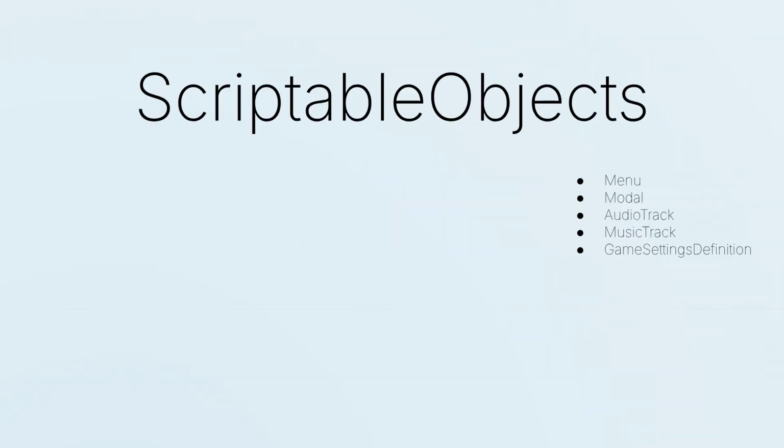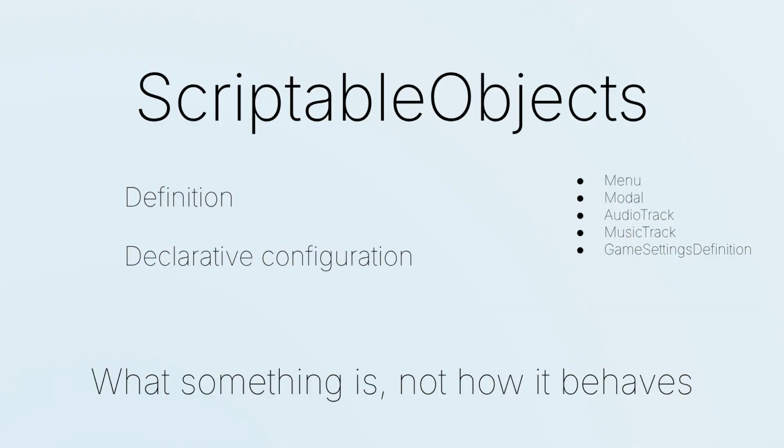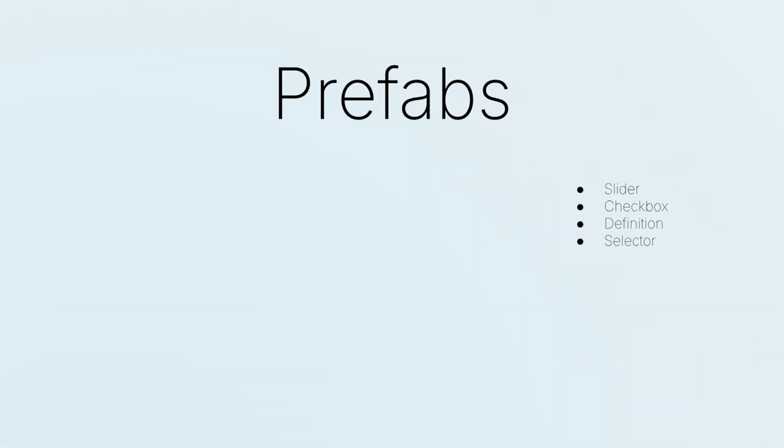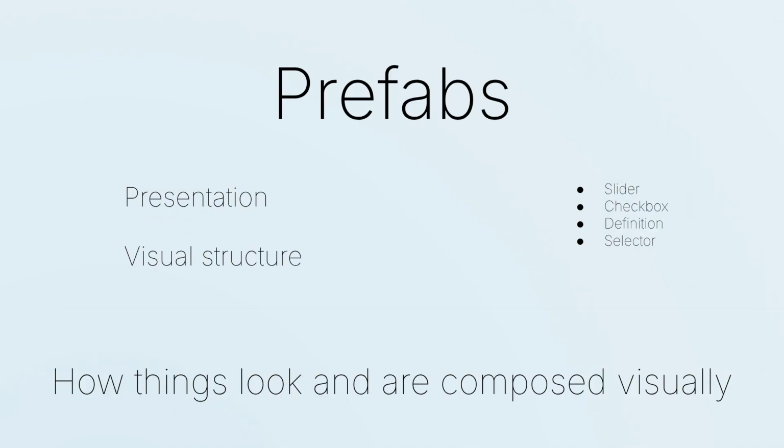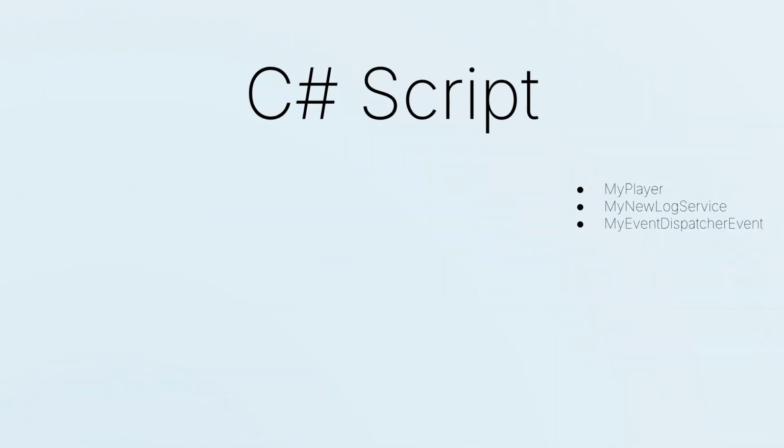One of the core design goals of Serenity is to make architecture decisions obvious. If you understand when to create a scriptable object, a prefab, or a C# script, you will work faster, avoid architectural mistakes, and keep your project clean and scalable. In Serenity, scriptable objects are used for definition and declarative configuration. Scriptable objects describe what something is, not how it behaves. Prefabs represent presentation and structure, especially UI. They define how things look and are composed visually. Create a C# script when you need logic, behavior, roles, or coordination. C# scripts define how things work and interact.